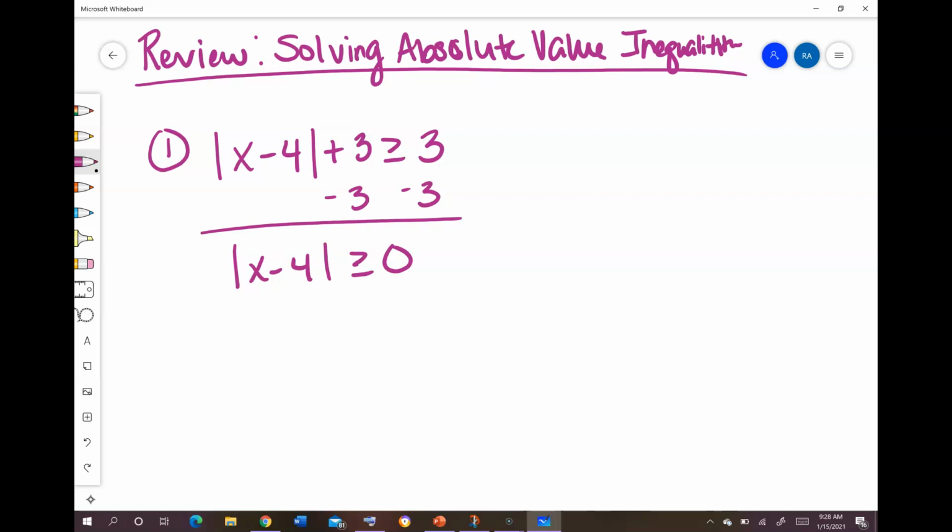Well, we already know that an absolute value is always positive. If you're greater than 0, what are you always? You're always positive. So this is one of those special cases, and this answer is going to be all real numbers. Anytime that you are greater than 0, you are going to be all real numbers. These are going to be your easiest to see on your graph. All real numbers means there's no number I can't plug into this equation and have it not be greater than 0. Let me show you what that looks like on the graph.